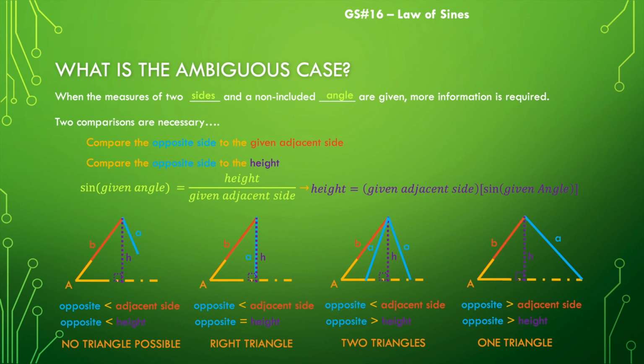Okay, so this is why just having two sides and a non-included angle given to us is a little bit unclear, a little bit vague and ambiguous. So we need to be very careful when we're trying to solve triangles.